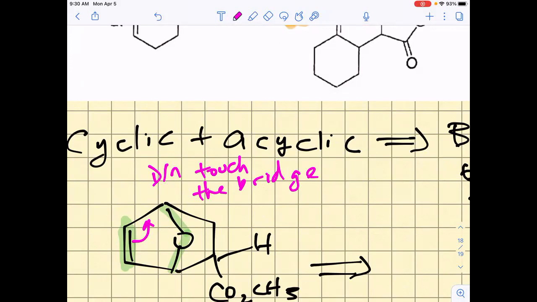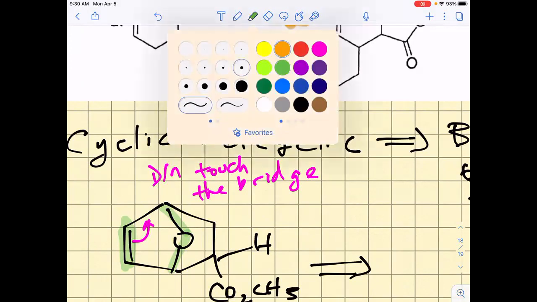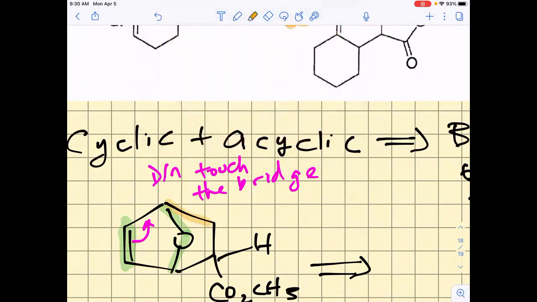Those sigma bonds don't get broken. But you do push that pair of electrons here. This other sigma bond over here, you're going to break. And then this one, you're going to end up breaking, because that's your 6-member ring. If you can see that, you know the core structure for a 4+2 is a 6-member ring. So that's the 6-member ring, highlighted in orange. Those are all the bonds you're dealing with.